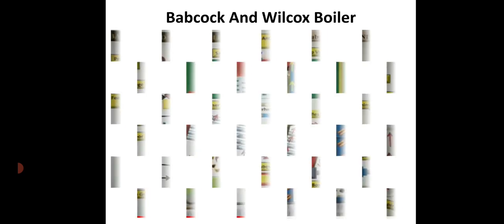Hello student. Last time we saw the difference between fire tube boiler and water tube boiler. Now we will see some examples of fire tube boiler and water tube boiler. First, water tube boiler. The well-known example of water tube boiler is Babcock Wilcox boiler.